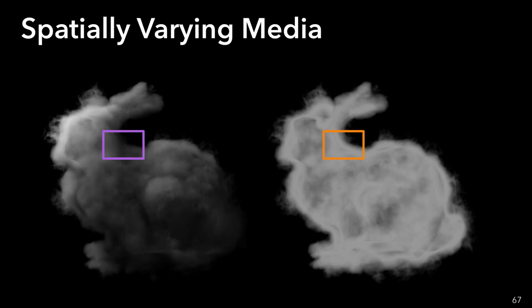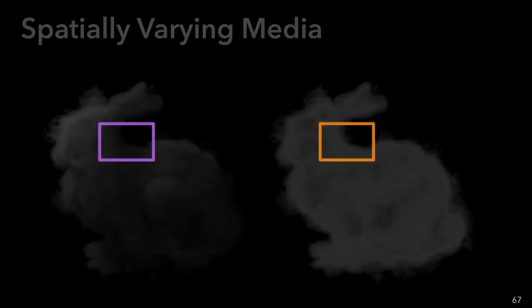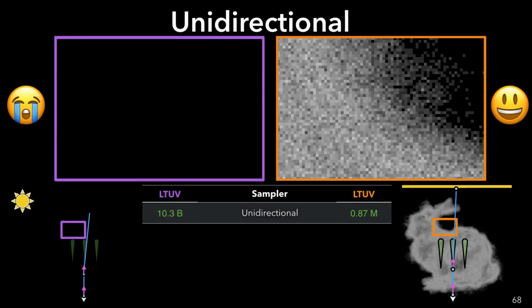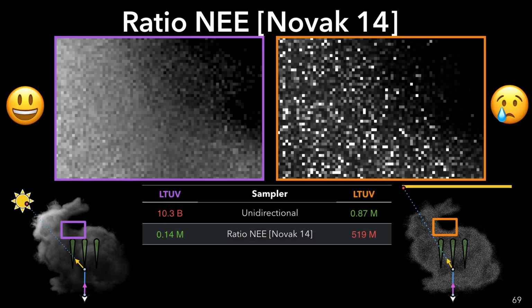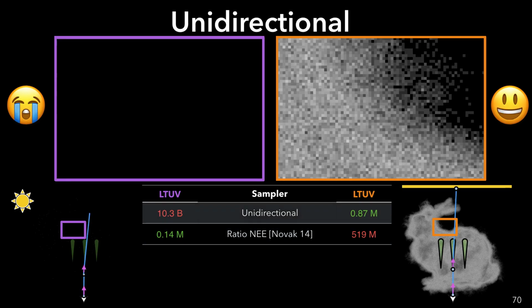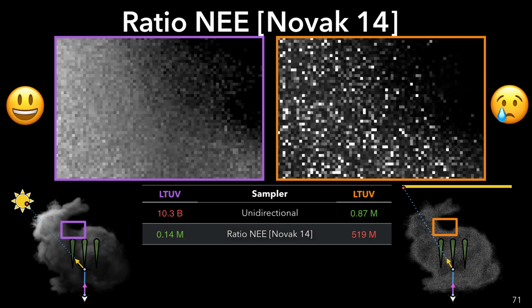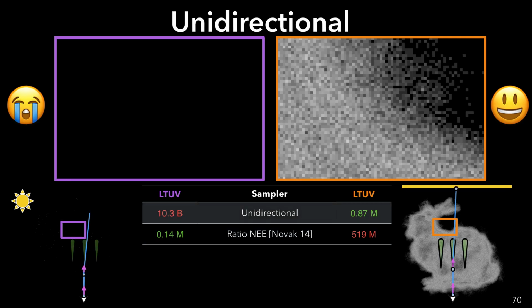So this test exemplifies a sort of scenario where we need to combine sampling strategies in order to build a robust estimator. As expected, unidirectional performs poorly with the left scene, and ratio next event estimation performs poorly on the right scene. So if we flip back and forth, we can see that we really need to combine these strategies in order to have an estimator that can handle both the left and the right scene.